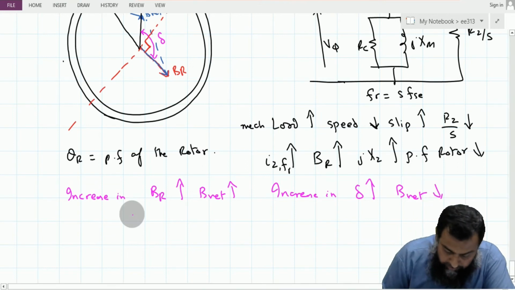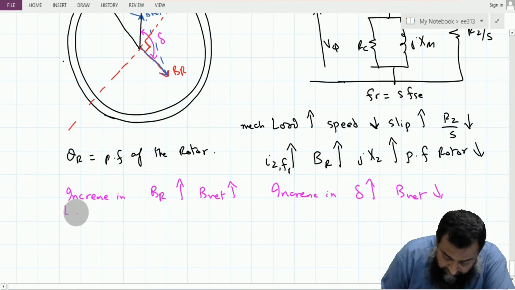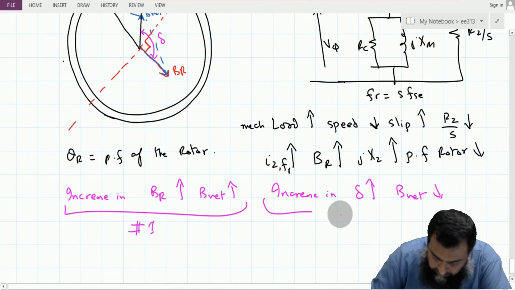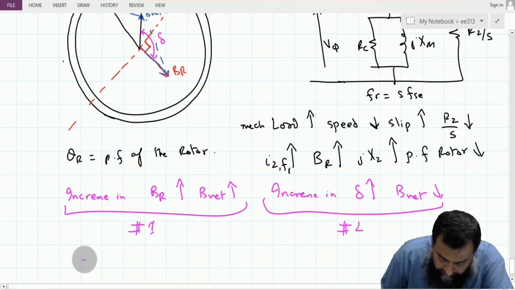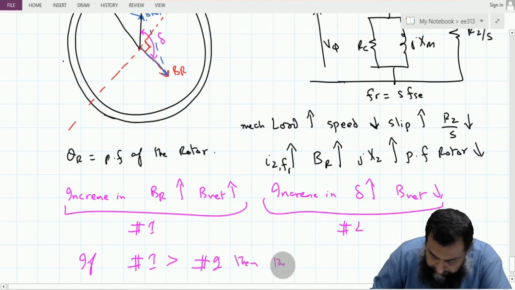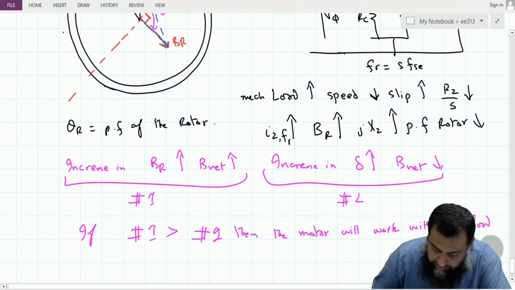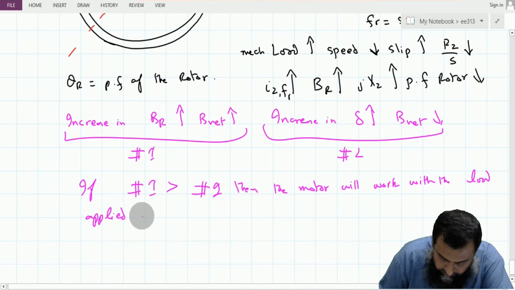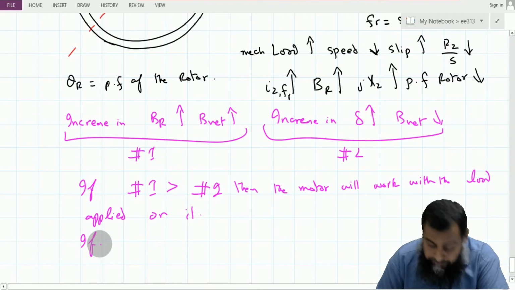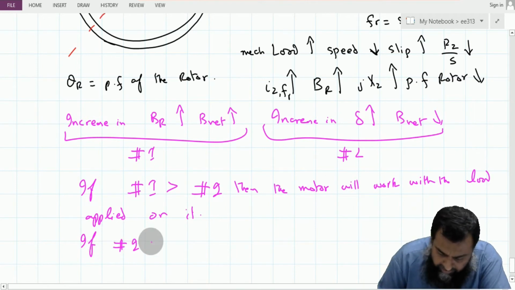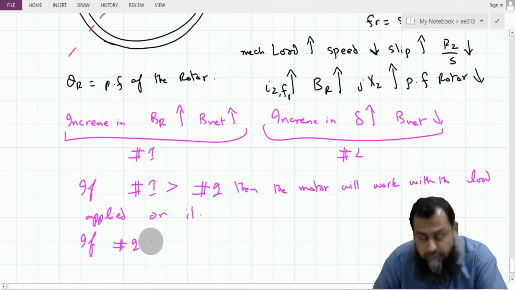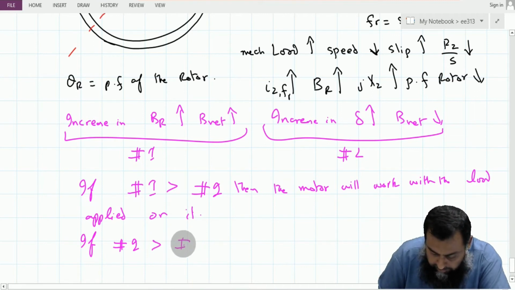So we say that for the time being, this effect is effect number 1, and this is effect number 2. If number 1 is greater than number 2, then the motor will work with the load which is applied on it. If we further increase the load on the machine, then we may say that effect number 2 is greater than effect number 1.